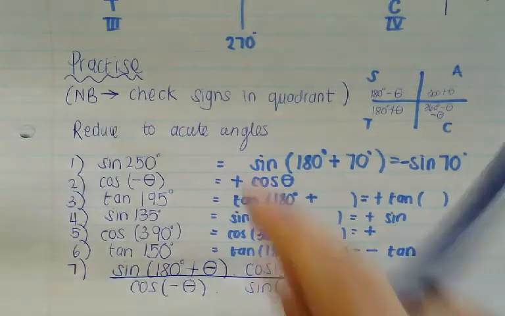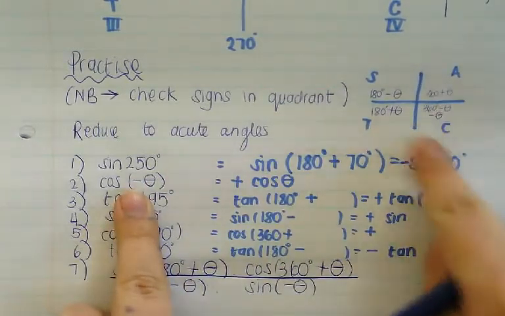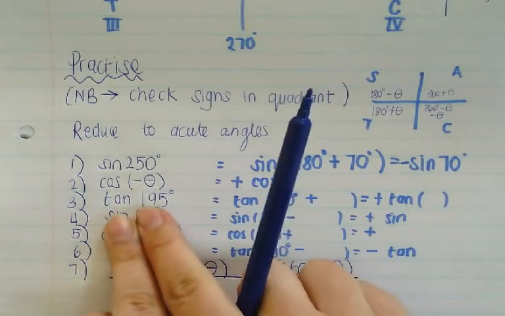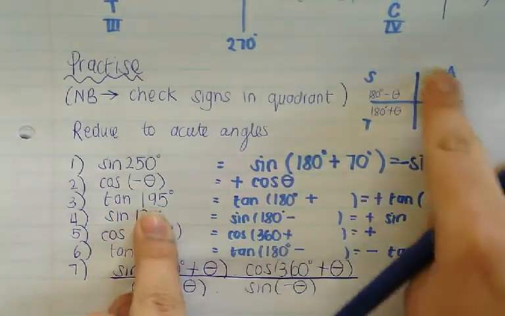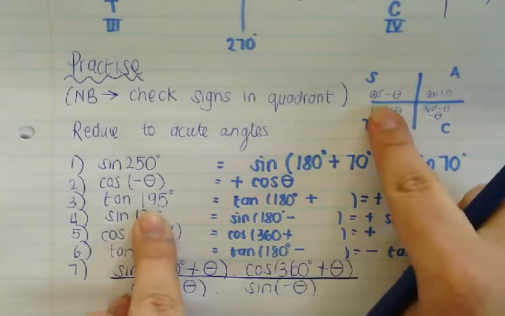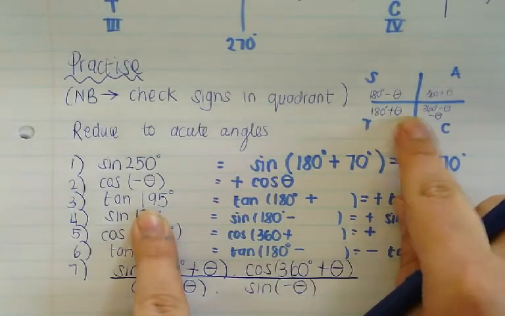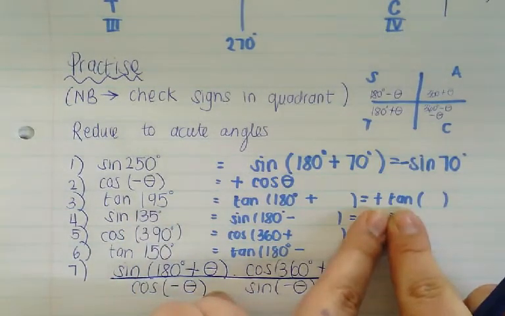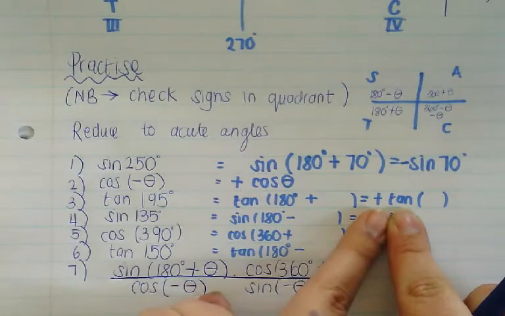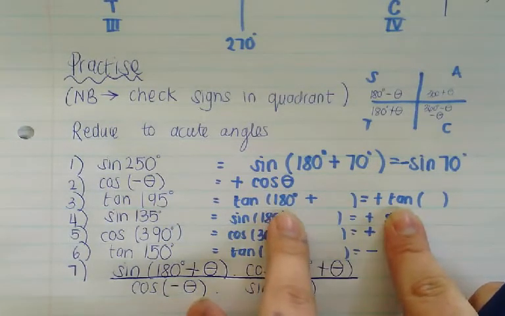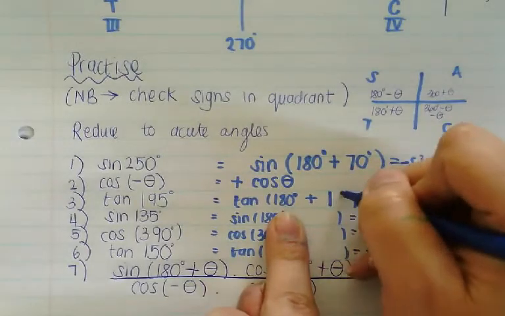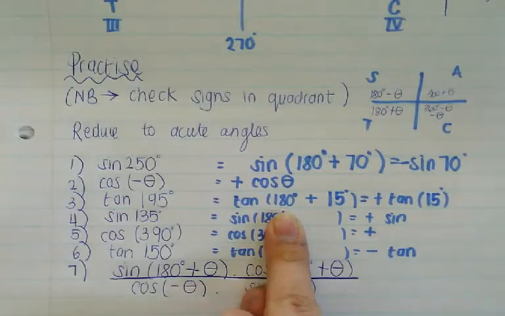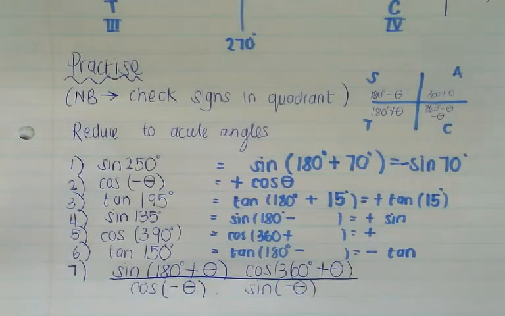So my first one, I know that it is going negative. Cos is positive in that quadrant, therefore it's cos theta. Tan 195. 195 is in my third quadrant, and that quadrant is 180 plus theta. And tan is positive in that quadrant. Now I need to find what it is that I need to add to 180 to get to 195. 15 degrees. So my reduction is positive tan 15 degrees.